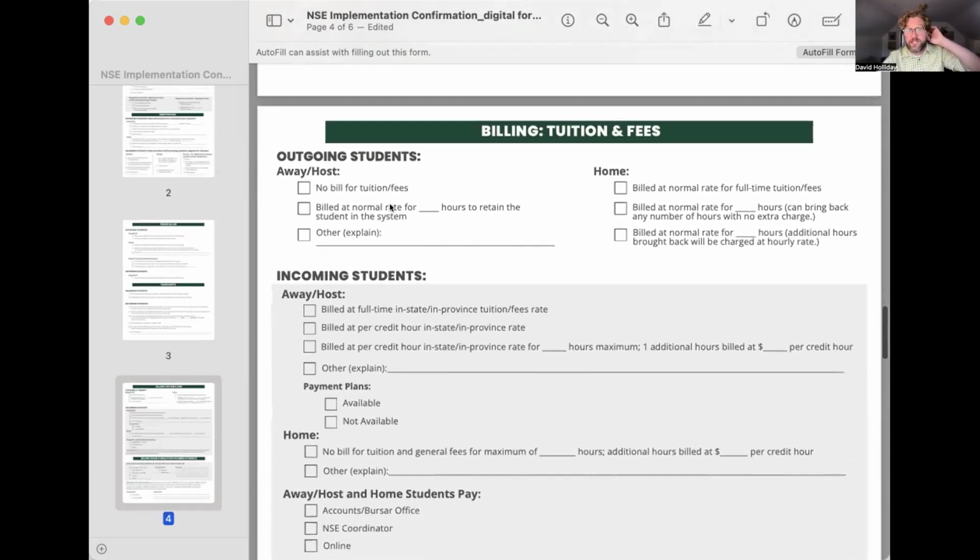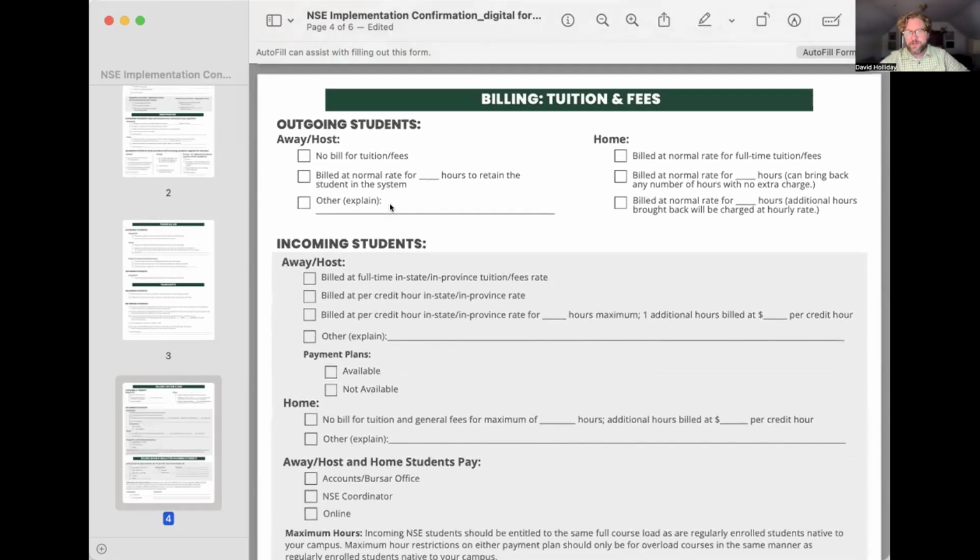Billing for tuition and fees. Of course, all the money matters, financial aid and everything else. These are really critical things to have in place and have a solid plan for. When you're sending out outgoing students, they should not be billed tuition or fees at your home institution. And on home pay, they should be billed their regular tuition.